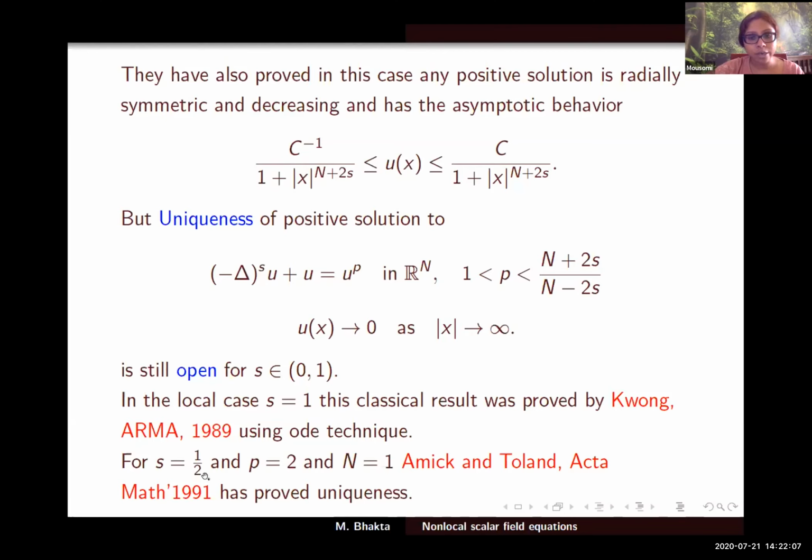So Amick and Toland, in Acta Mathematica 1991, proved this uniqueness for the one-dimensional case with p equal to 2. Again, it was used heavily that it is a square nonlinearity, and since it's on R^1, they used complex analysis techniques, which again do not work in the higher dimensional case and for general nonlinearity.